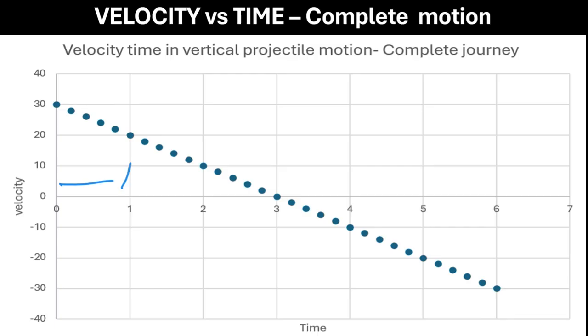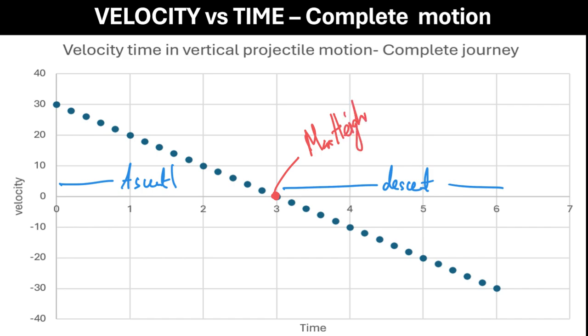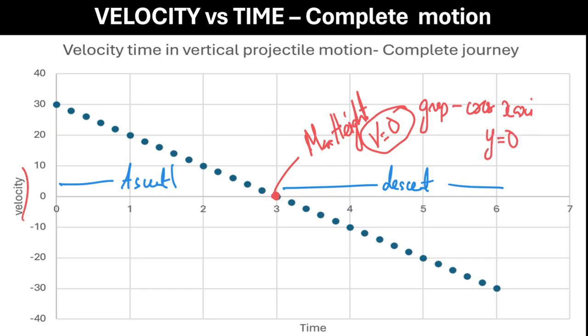So this region is the time of ascent, and later what we see is the time of descent. And at this point, the ball is at the maximum height, which is why velocity is equal to 0. Why is velocity 0 here? Because the graph crosses the x-axis, which means the y coordinate is 0. What is the y coordinate? Velocity, and therefore velocity is equal to 0 here.